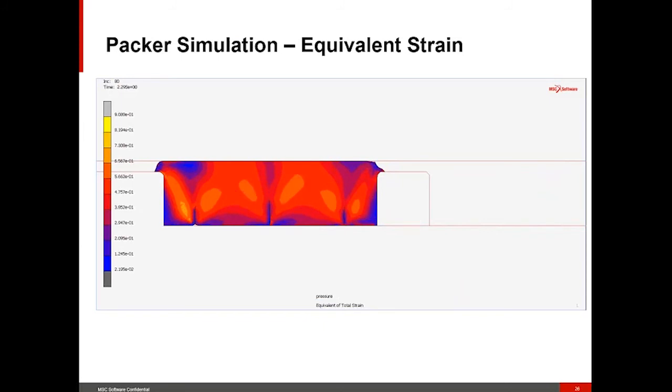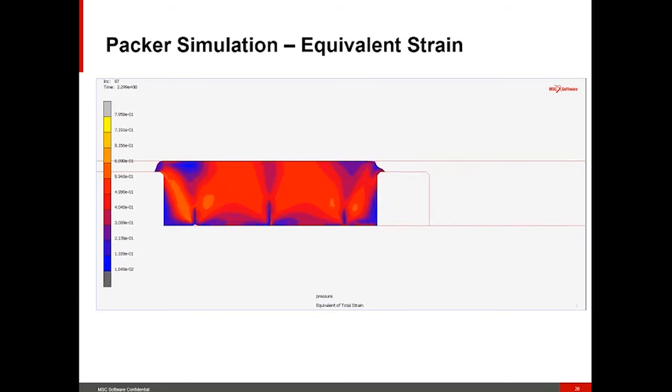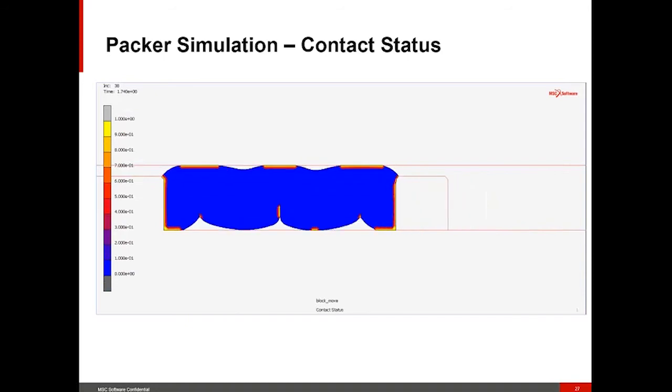This slide shows the animation of equivalent strain values of the packer seal for all the 3 different load cases. We can clearly see the extrusion on the left-hand side. And here in this slide, the animation shows the contact status of the same problem.